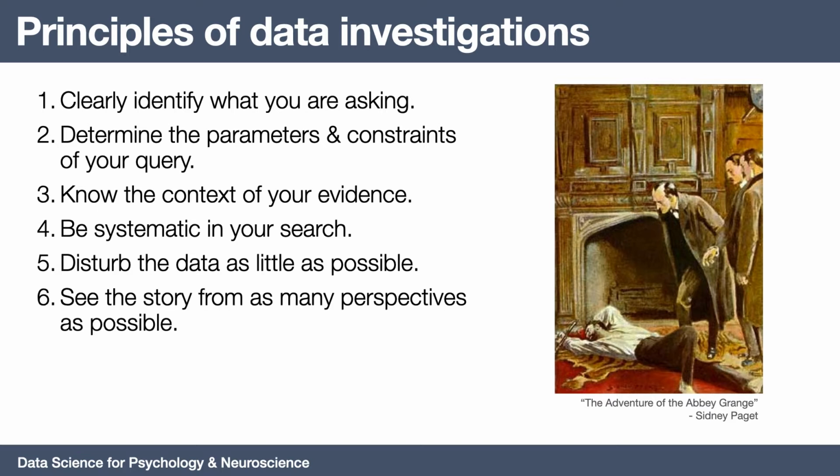Next, you want to see the story from as many perspectives as possible. There are many possible ways that the data you see could have arisen, and many possible hypotheses that could have generated the data that you see. And you want to think about all of those possibilities, and you want to directly evaluate them. So we're going to go over issues of model selection and feature selection, how to think about the nature of the model you're trying to build in order to explain the data that you observe.